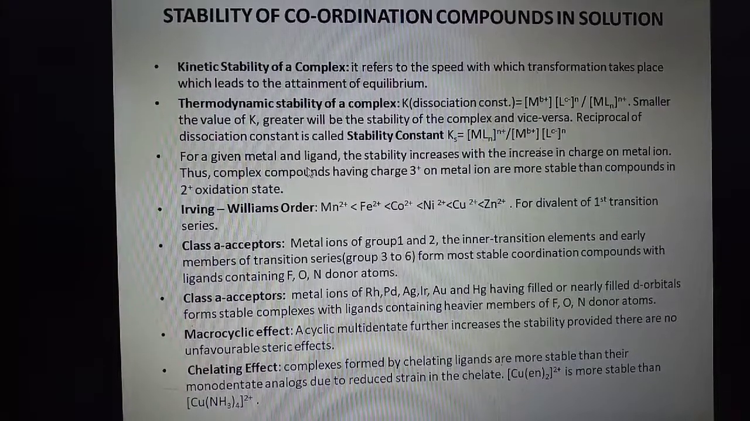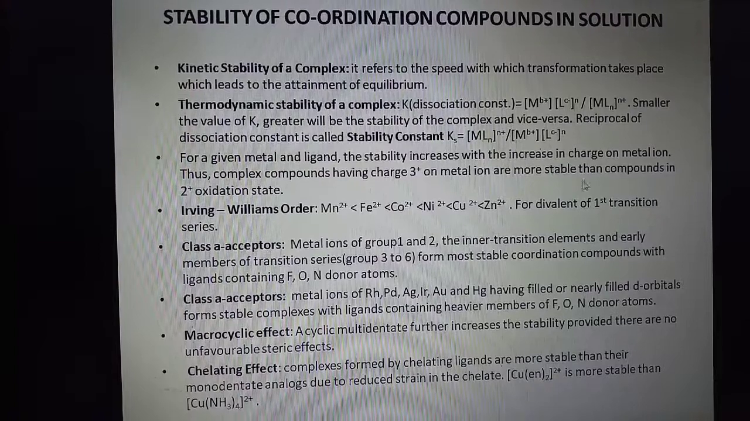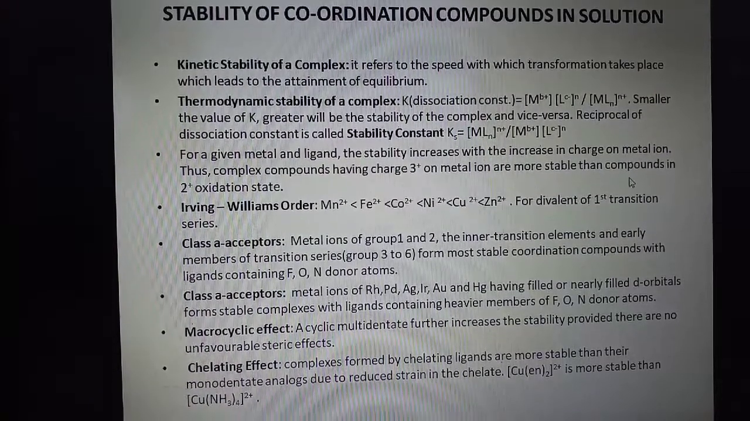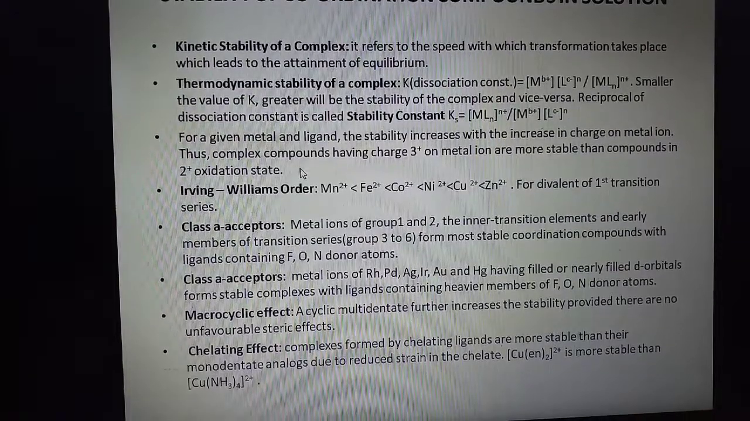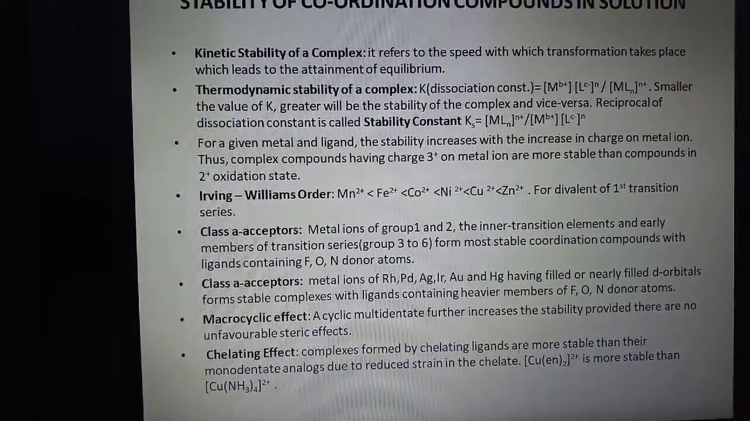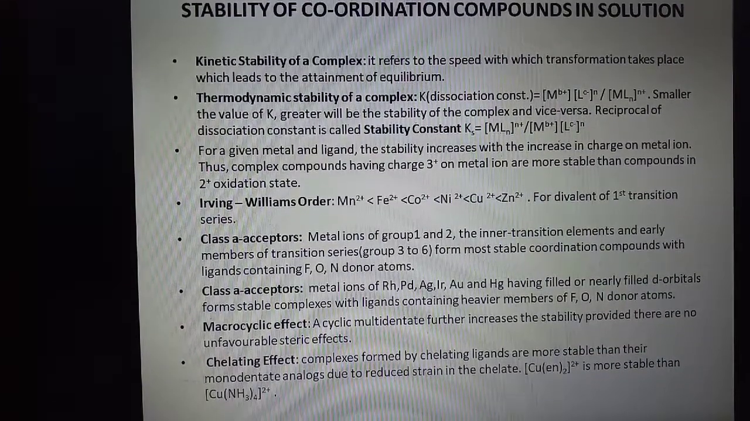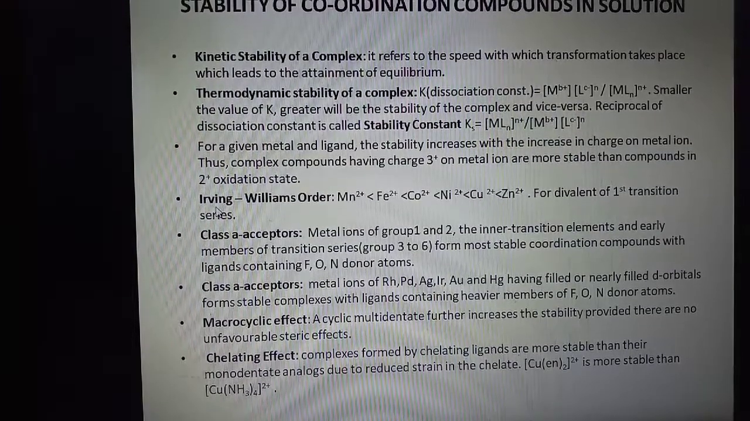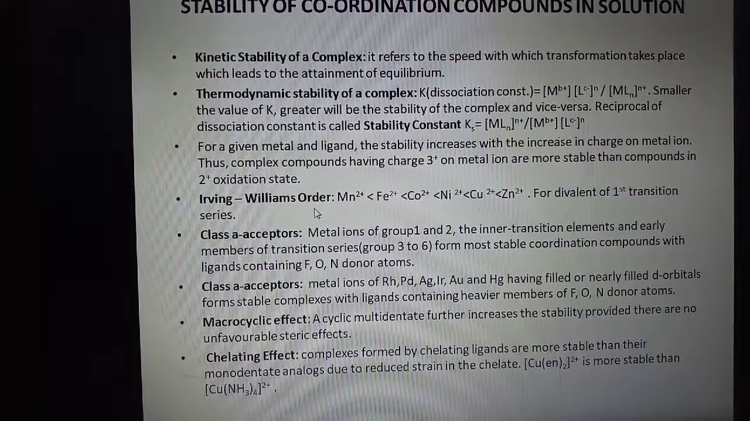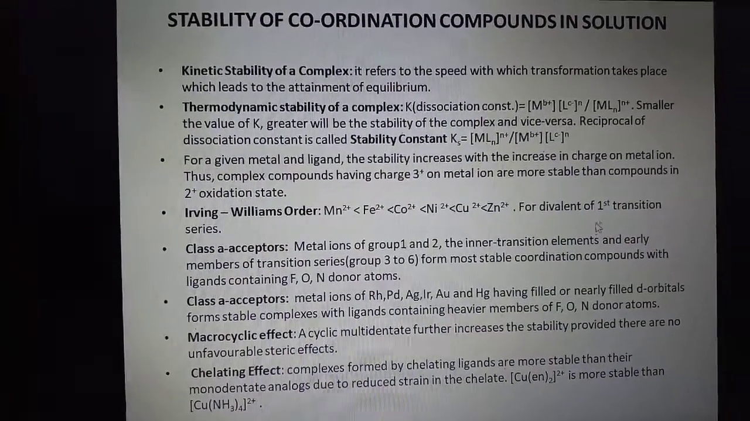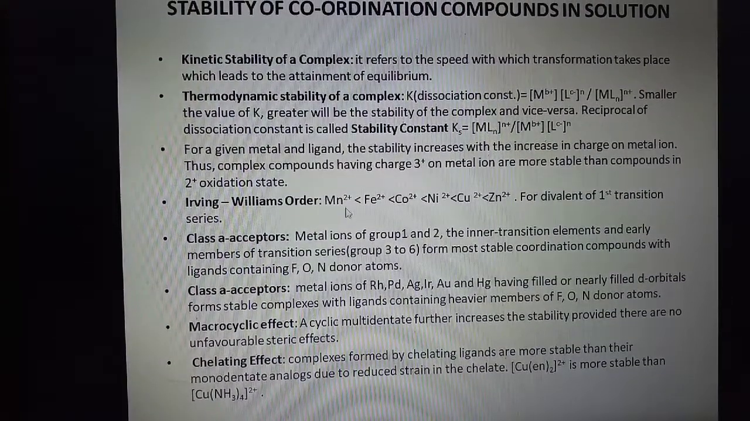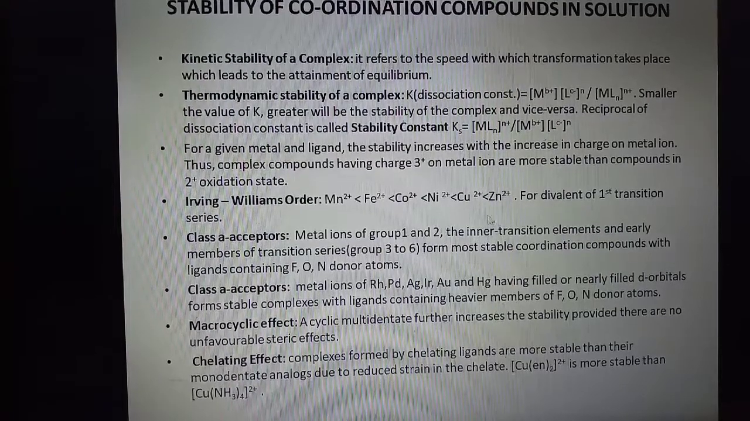Third point, for a given metal and ligand, the stability increases with the increase in the charge of the metal ion. Thus, complex compounds having a charge of +3 on the metal ion are more stable than compounds in the 2+ oxidation state. So if I give you Fe3+ and Fe2+, Fe3+ will have more stability than Fe2+ ions. There is one more point to illustrate, that is the Irving-Williams order. For the divalent ions of the first transition series, Mn2+ is the least stable and zinc the most.